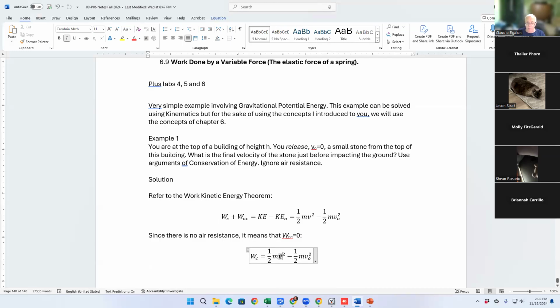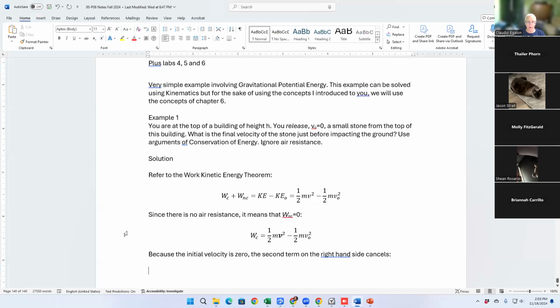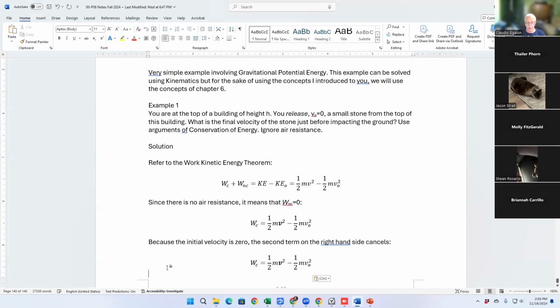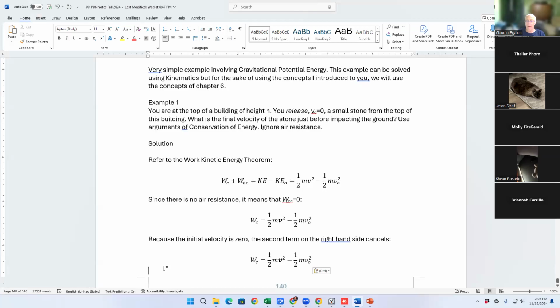I'm going boldface what I want to calculate. I want to find the final velocity. The initial velocity is 0. So consequently, because the initial velocity is 0, the second term on the right-hand side cancels. Right? And now we are left with this one right here. Okay? This one right in here.